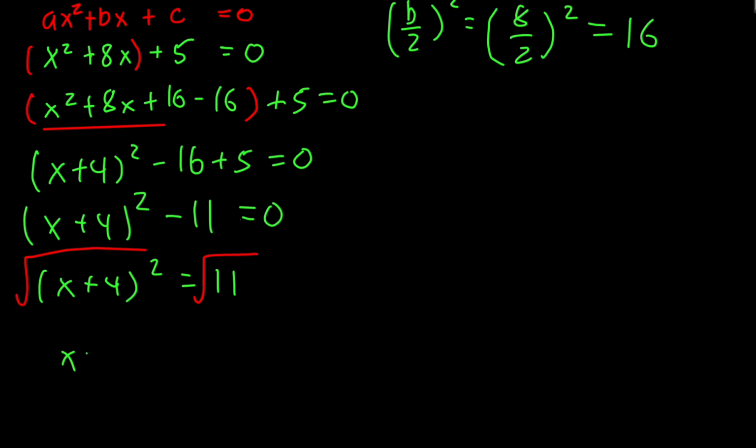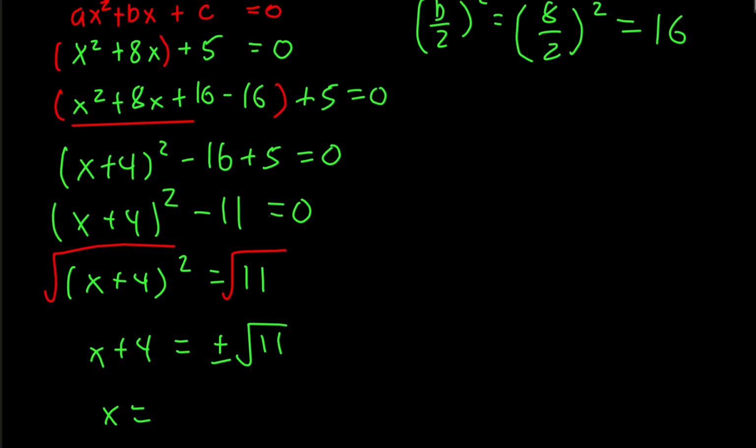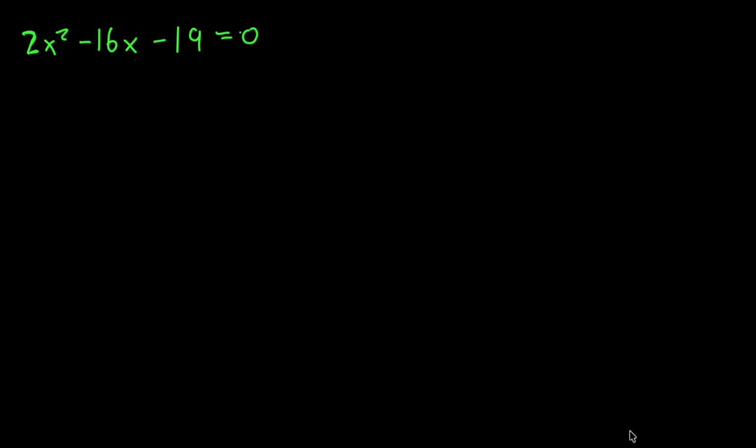And don't forget that when you square root the 11, you have to add a plus minus in front. And now we can solve for the quadratic pretty easily by bringing 4 to the other side, and x equals negative 4 plus minus square root of 11. So you can either keep your answer in this form, or you can give it as an estimate. Let's look at the second example.